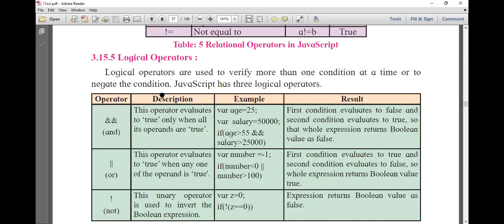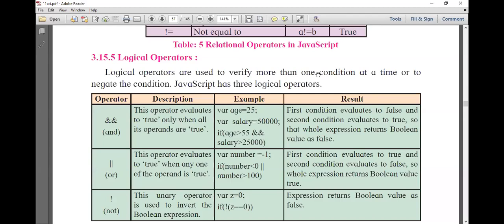Now what is the logical operator? Logical operators are used to verify more than one condition at a time. Before that, we already saw we can check one condition at a time. A less than equal to 5 is one condition only. But suppose you want to check more than one condition at a time, then what will you do? If you want to join two conditions in a single sentence, then you have to use the logical operators.